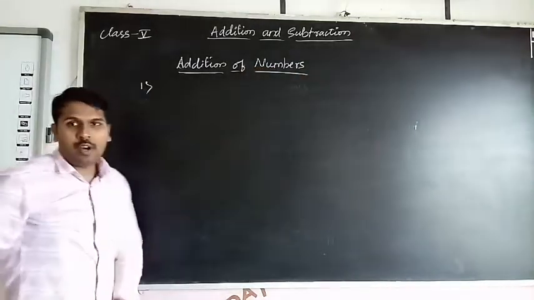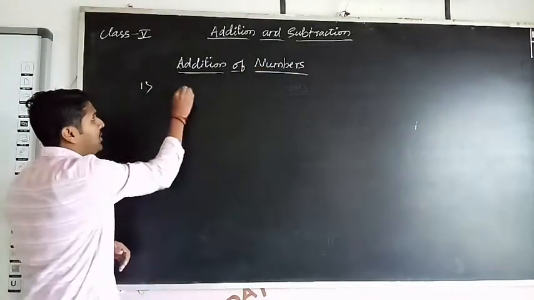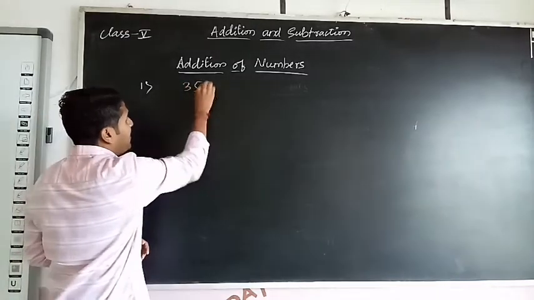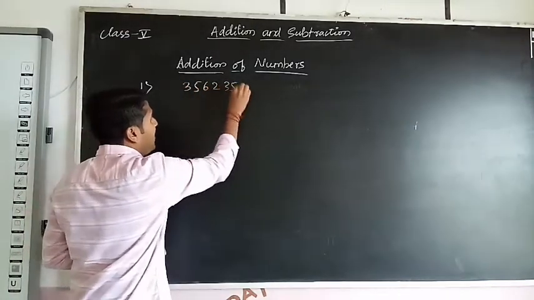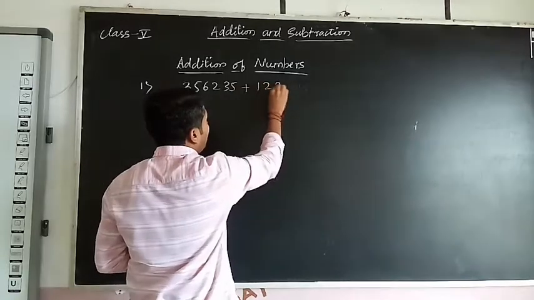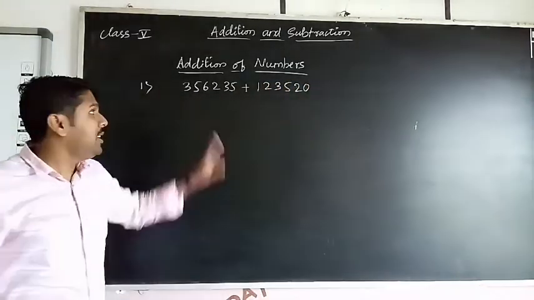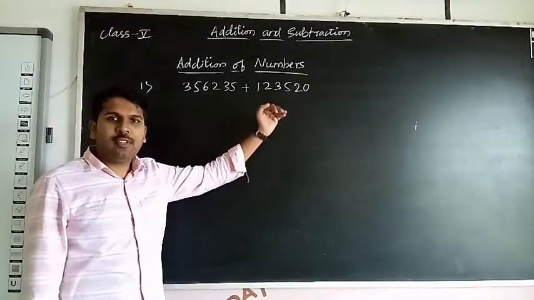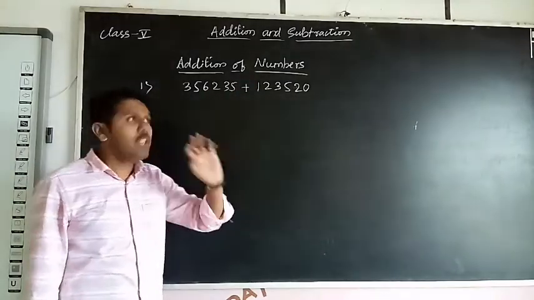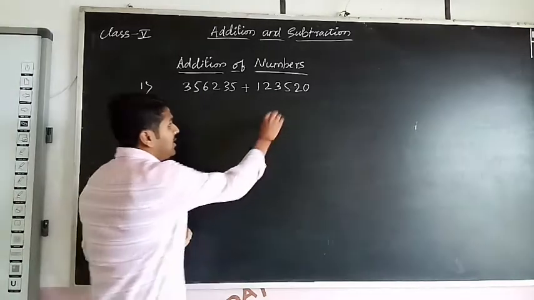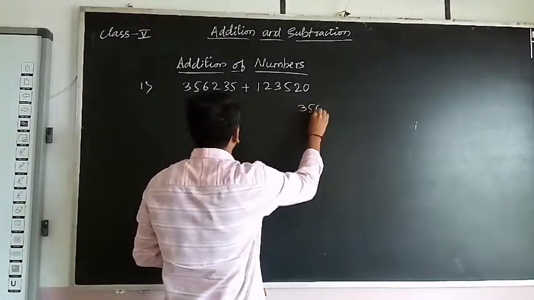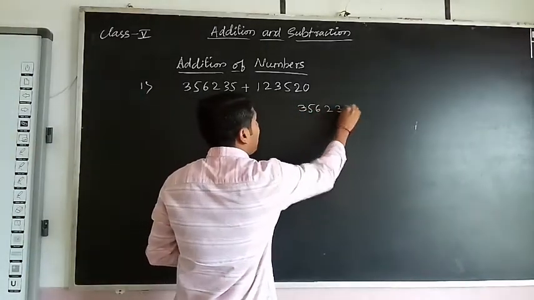So first one, how to add the numbers. Take any numbers: 3, 5, 6, 2, 3, 5 plus 1, 2, 3, 5, 2, 0. So how to add these two numbers? Just write down the numbers below one another. First, what is this number? 3, 5, 6, 2, 3, 5.